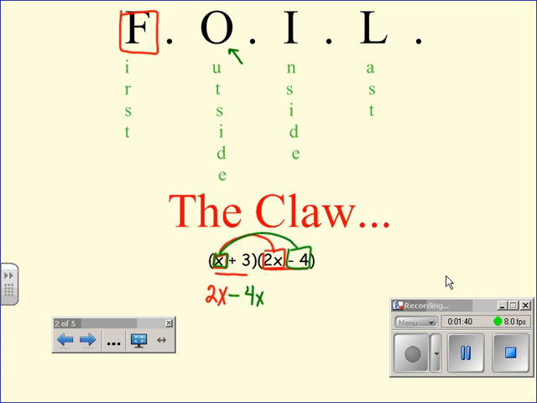The I of our FOIL method is referring to the inside numbers in each of the binomials. So our first inside number is 3, and our other inside number is 2x. So now we're going to multiply both numbers together. 3 times 2x will be 6x.